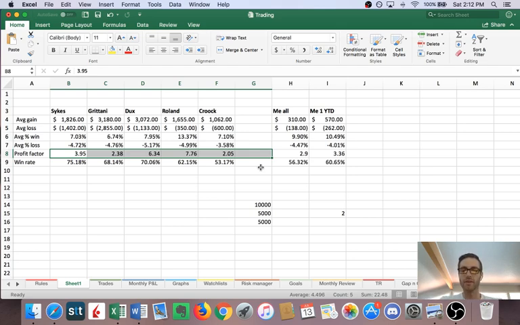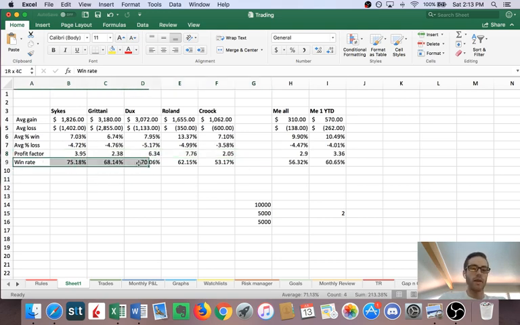Obviously, the higher the profit factor, the better. But as a base minimum to really feel comfortable as a trader and keep the money that you're making, not giving it all away back to the market, keeping at least half with a profit factor of 2 is good. And then lastly, we have win rate.